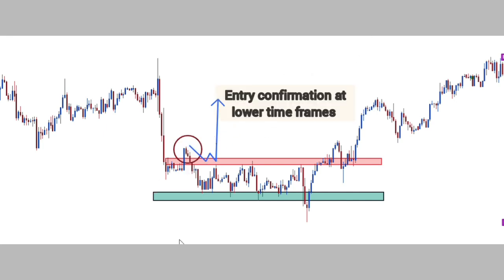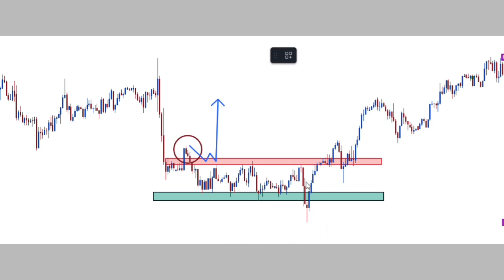As here also, traders who were waiting for a breakout waited for it. Once this breakout took place, many traders started selling here. This is another liquidity grab.